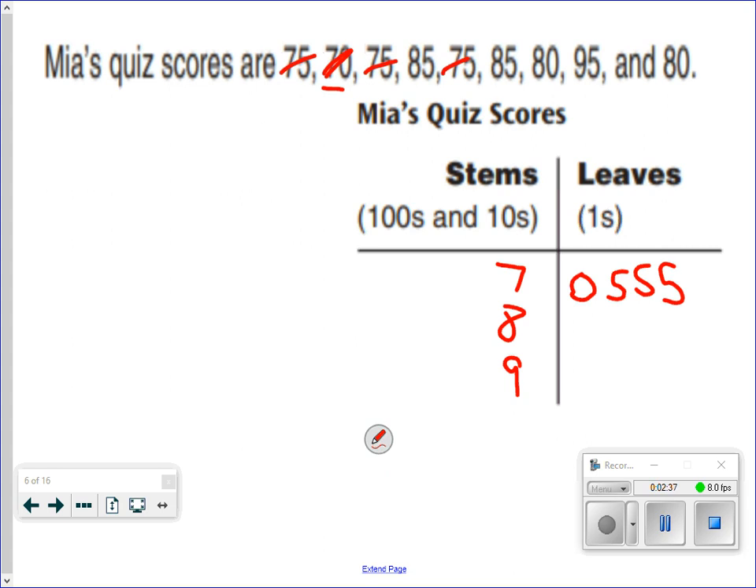The next one is 80s. We have an 80 and an 80. Put 2 zeros there. Any 85s? We got 1, 2. Put a 5 and a 5. And we have one number left. We have a 95. That's where Maya's scores are at with the quiz.